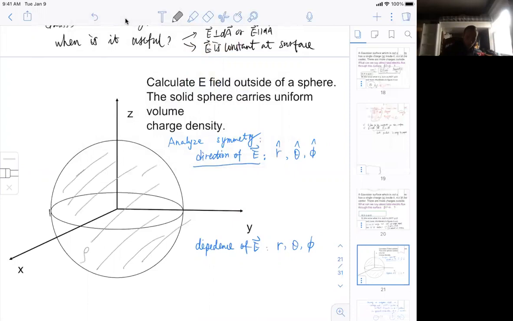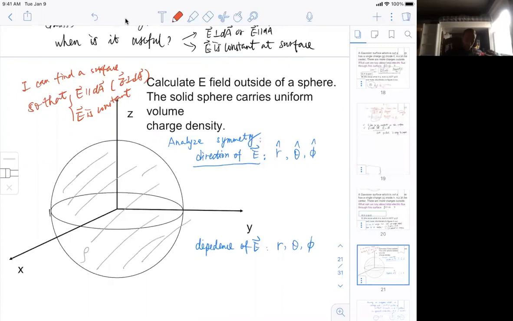I argue Gauss's law is useful, meaning that I'm able to find a surface so that those two conditions are met, so that E is parallel to dA or perpendicular on some sides, and E is constant on the particular surface. Not saying E is constant everywhere, but just on the surface that you choose. So I argue that I can find such a surface.